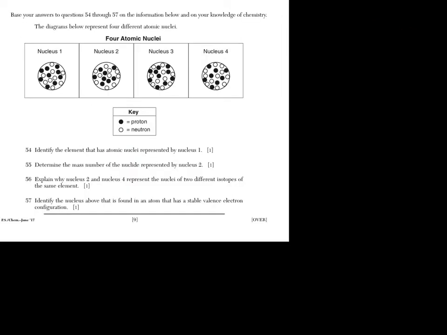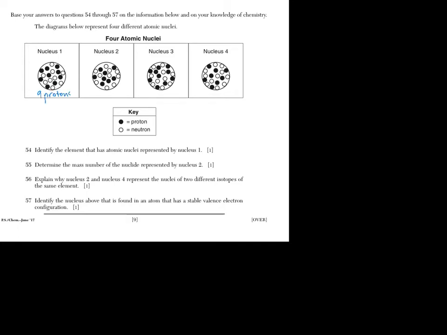All right, the next group of questions are 54 to 57. Number 54 says, identify the element that has an atomic nuclei represented by nucleus 1. Okay, nucleus 1 is right here. We have to look at our key. What identifies the element? It's the number of protons, okay? So you have to look up the number of protons. 1, 2, 3, 4, 5, 6, 7, 8, 9. So we're looking for the element that has 9 protons, an atomic number of 9.